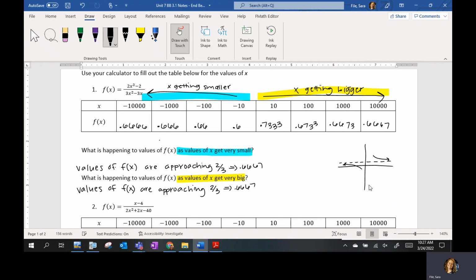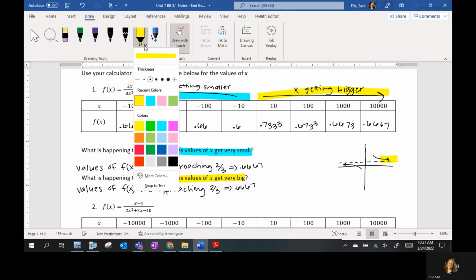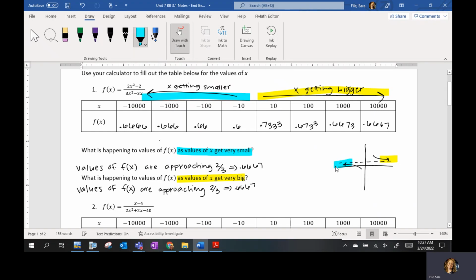I don't know what's happening in the middle. I don't know exactly where that y-intercept or x-intercept is. I don't know if there's a vertical asymptote or a hole in there somewhere. I'm just talking about the ends right now. Do y'all get that? Okay. So I'm going to get the highlighter. So it's approaching 2/3 this way, and it's approaching 2/3 this way. That's all we know. That's all we're worried about today.